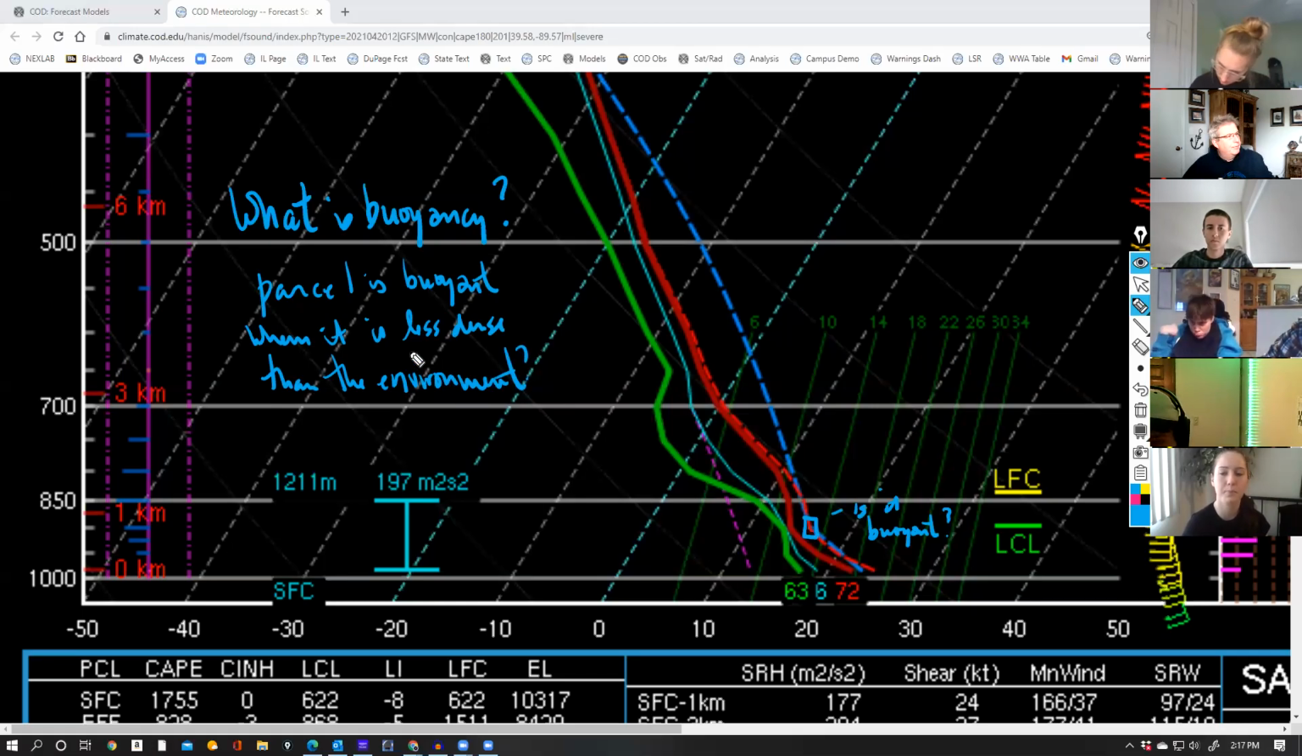Do you agree? How do we know if it's less dense? That's my next question. I have a sequence of thoughts. So how do I know if it's less dense? What's the answer to that?